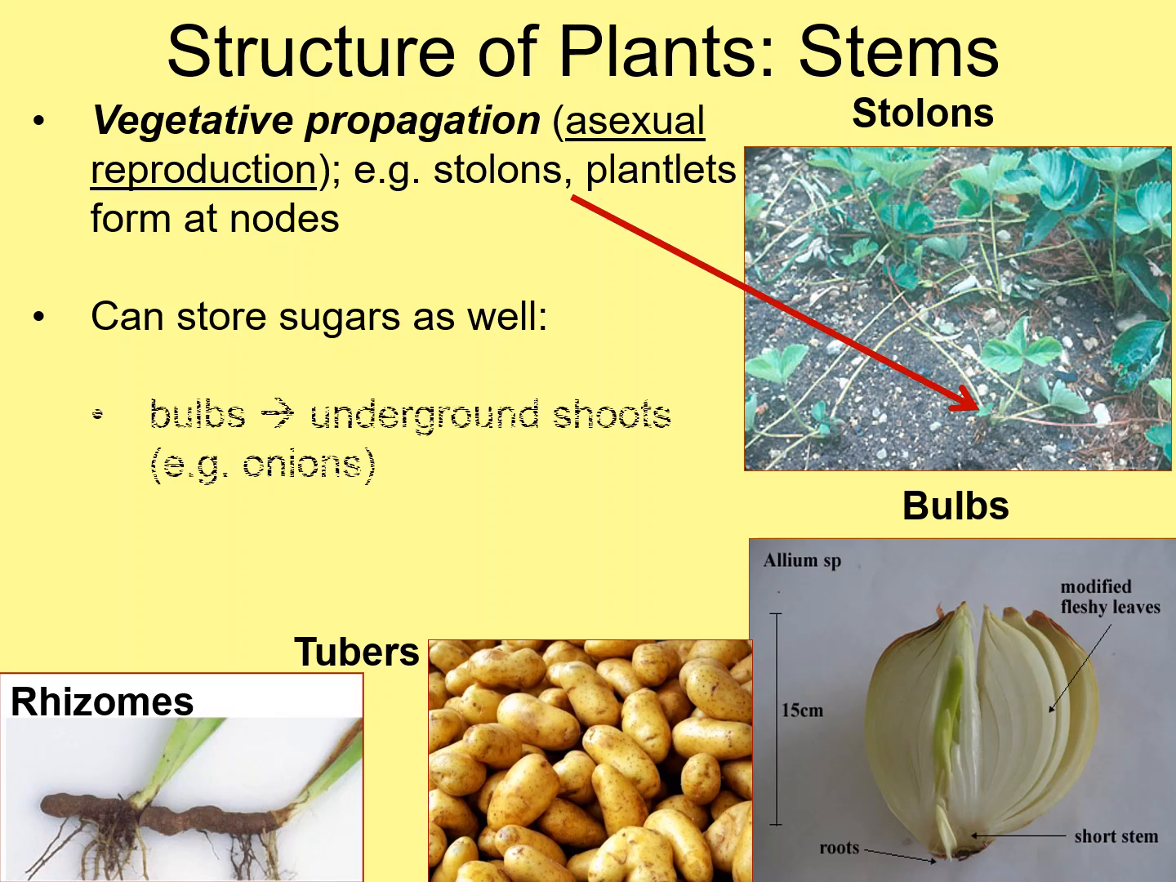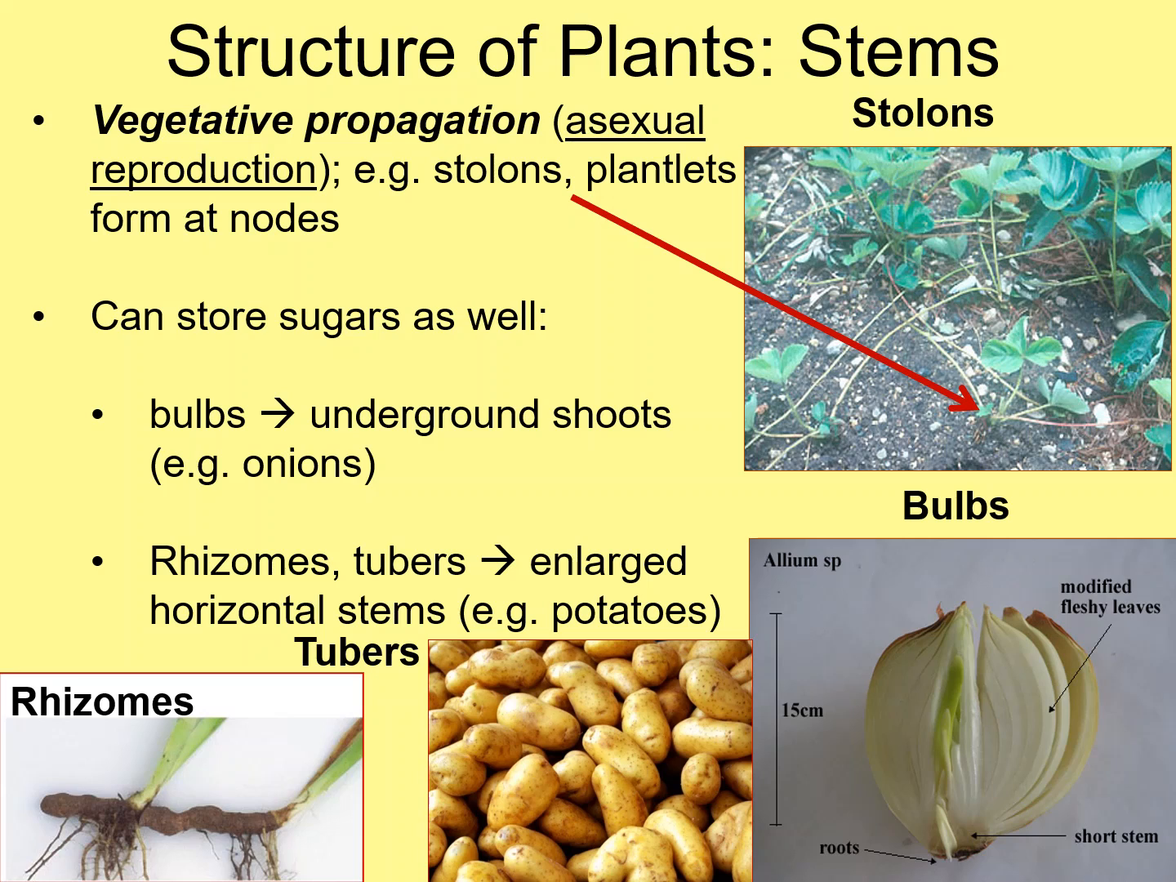Bulbs are underground shoots. So you have, let me see if I can get my pen to work for me here, right? So here I've got the roots, the very, very short stem here. And of course, these are all the leaves. We have nice fleshy leaves. So this is where all the sugar is stored. And you have a very short stem there. So an underground shoot is a bulb. This is a modified stem. And then of course you've got the rhizomes and tubers.